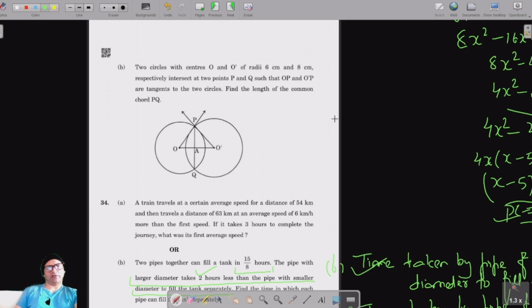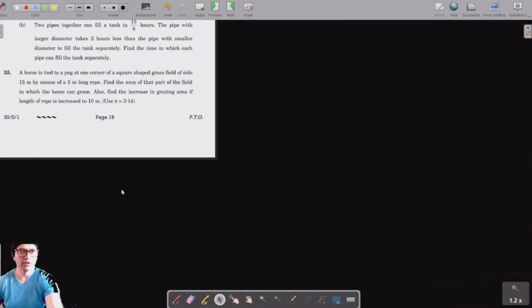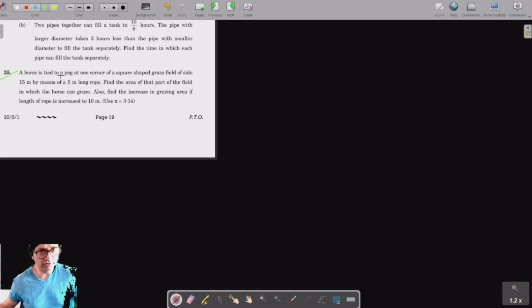Let's move on to the next question. For question number 35, it's given that a horse is tied to a peg in one corner of a square-shaped grass field of side 15 meter by means of a 5-meter long rope. So this is question number 35.